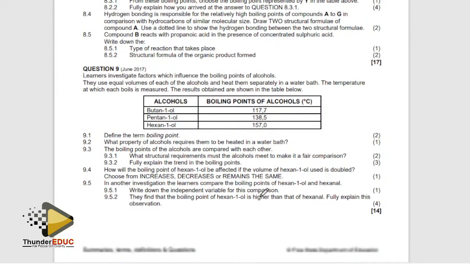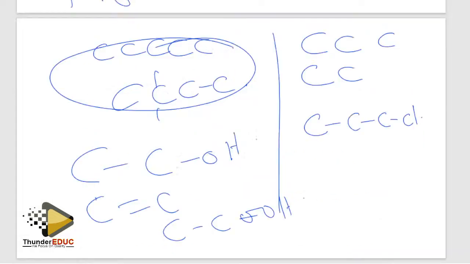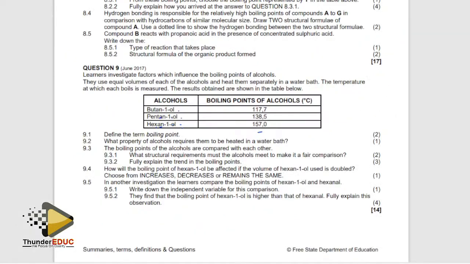Then look at this. You have butanol, pentanol, and hexanol. All of them are straight chain, for example. Which one is going to have a higher boiling point? Definitely, we shall see that hexanol has a higher boiling point compared to this. Why? Because of the number of carbon atoms. If this one has 3, this one has 2, this one is going to have a higher boiling point compared to this. Do you understand? Yes. So, you know that.